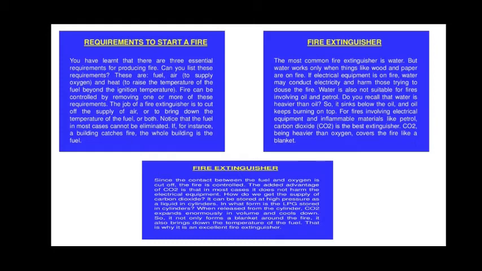So you can just recall whatever you have studied in your lower classes, different types of fire extinguishers. Water sinks below the oil, and the oil keeps burning on the top.